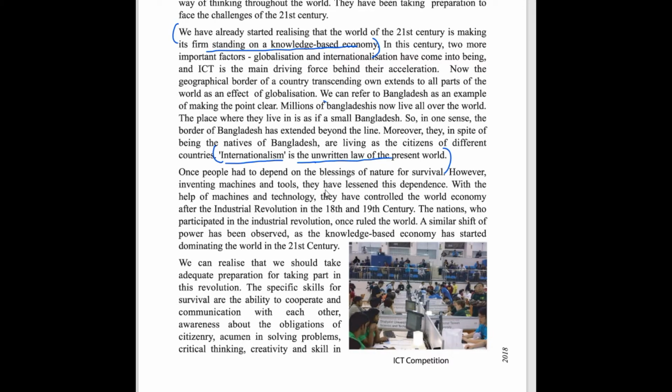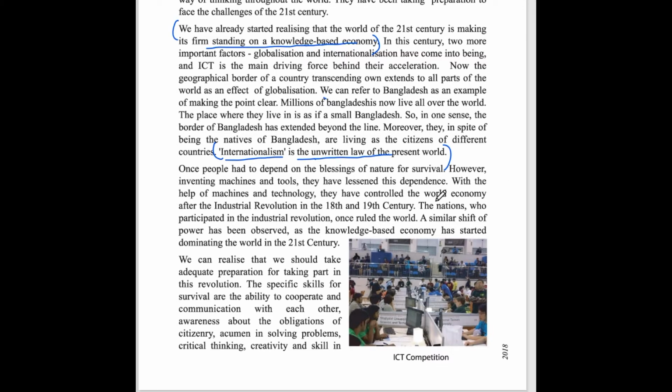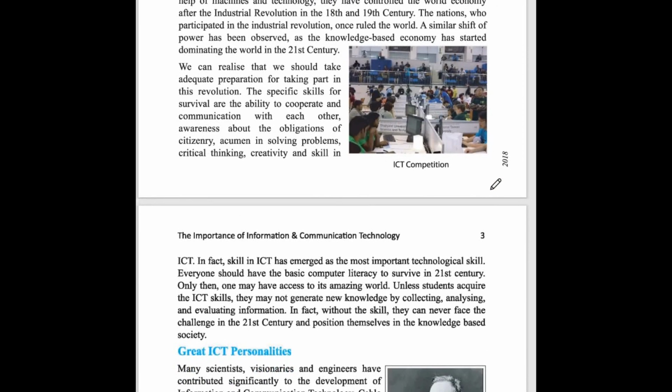This is the 21st century. Now we can realize that we should take adequate preparation. Adequate means ample or sufficient preparation for taking part in this revolution. The specific skills for survival are the ability to cooperate and communicate with each other, awareness about the obligations of citizenry, acumen in solving problems, critical thinking, creativity, and skill in ICT.